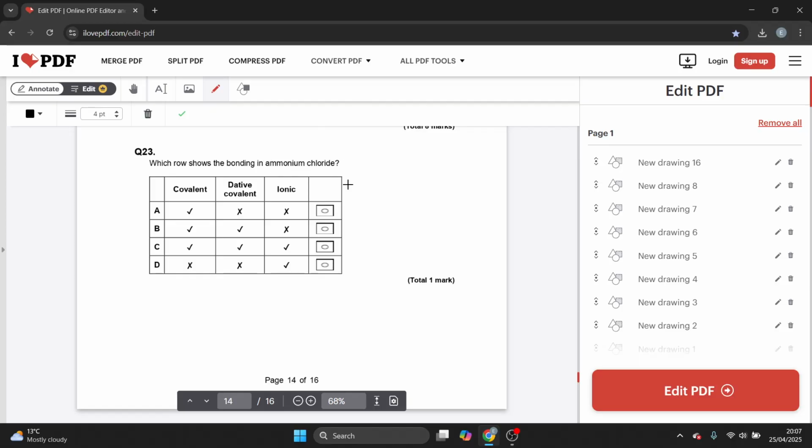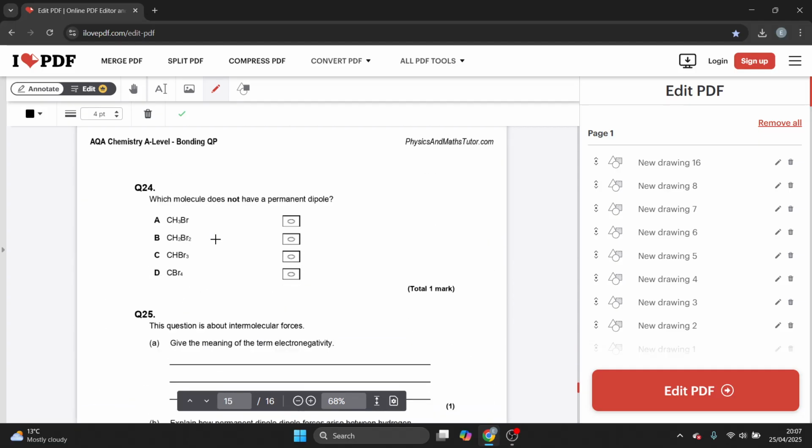Ammonium chloride, all 3 of them. Question 24, which molecule does not have a permanent dipole? If it does not have a permanent dipole, I'm thinking, okay, it's symmetrical. Right? So if it's symmetrical, which one's symmetrical? CH3Br is definitely not. CH2Br2, let's have a look.